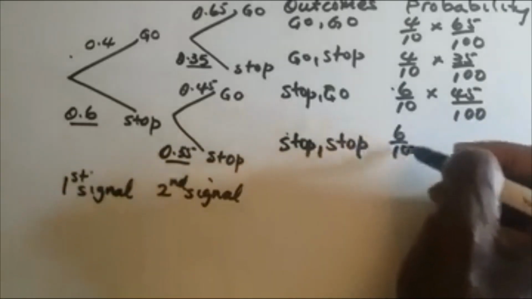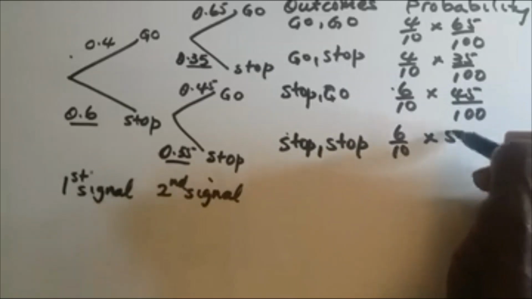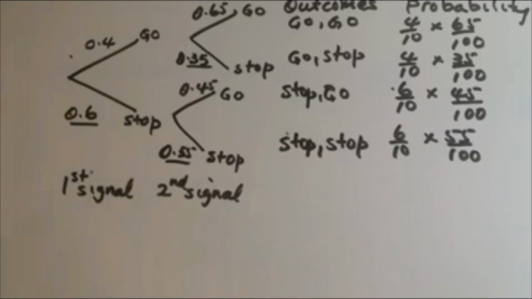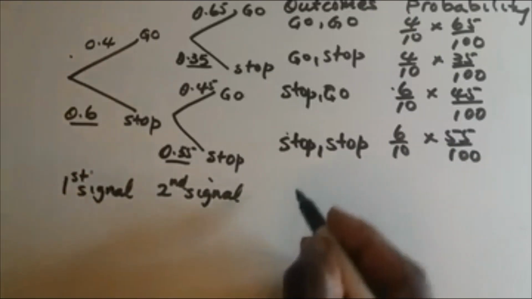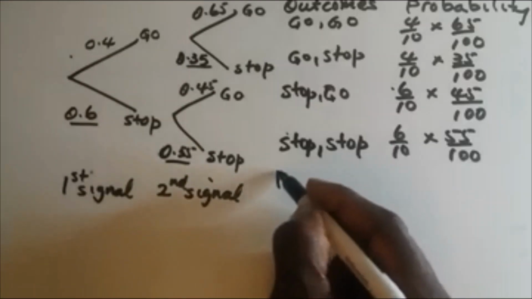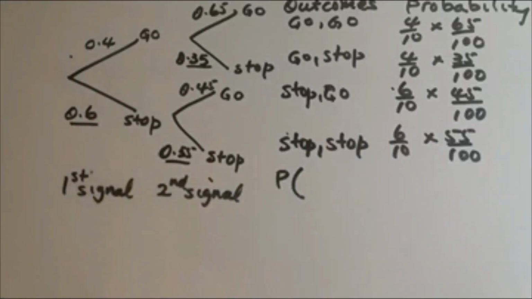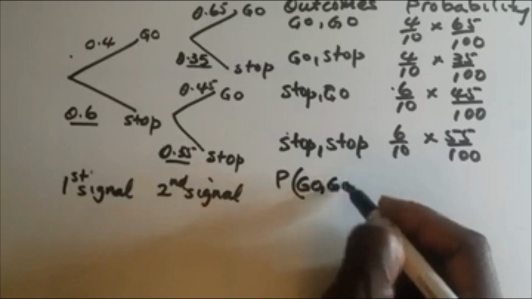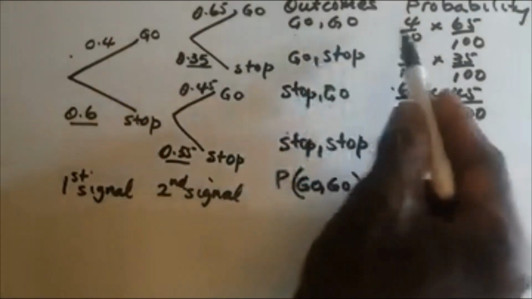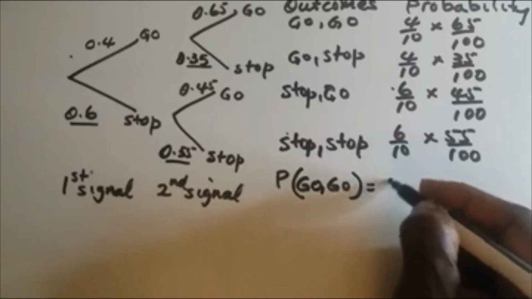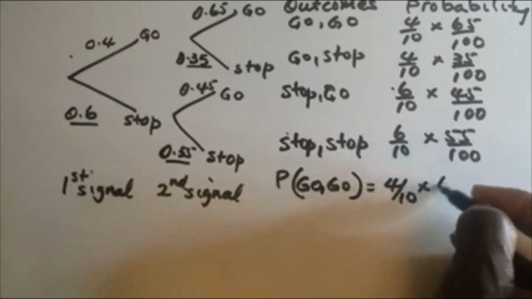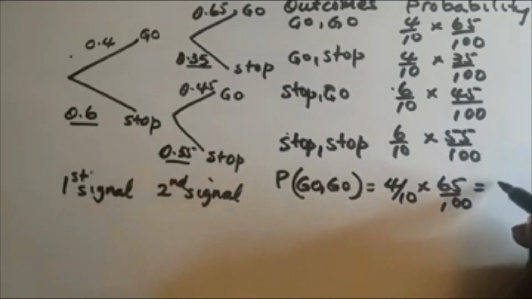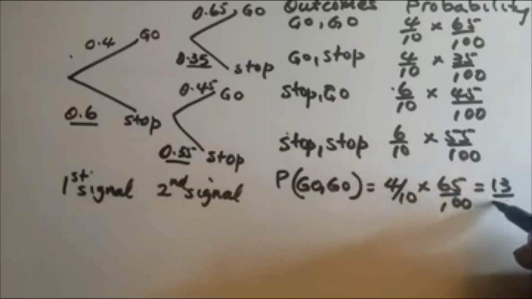Which is 6 out of 10 times, 55 over 100. Well, let's answer some typical questions. If we were to find out the probability that there are 2 go signals, so go and a go, we can immediately read that as equal to 4 over 10 times 65 over 100, and this works out to be 13 over 50.